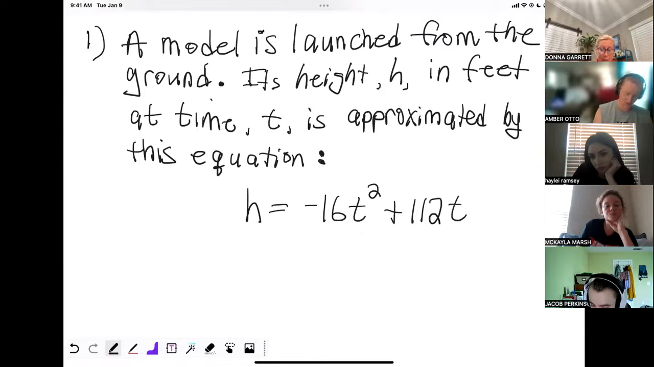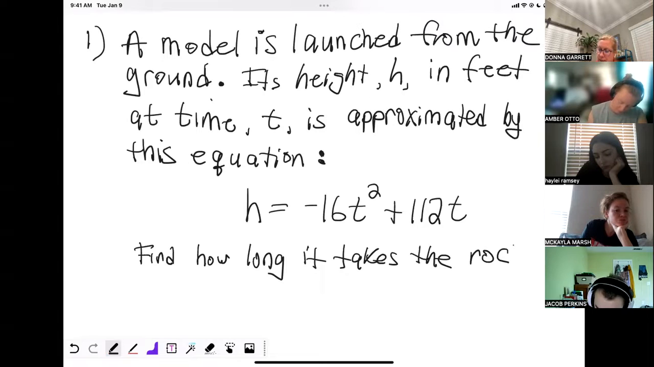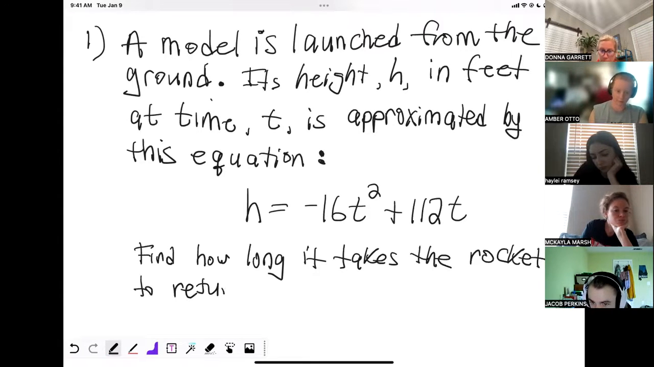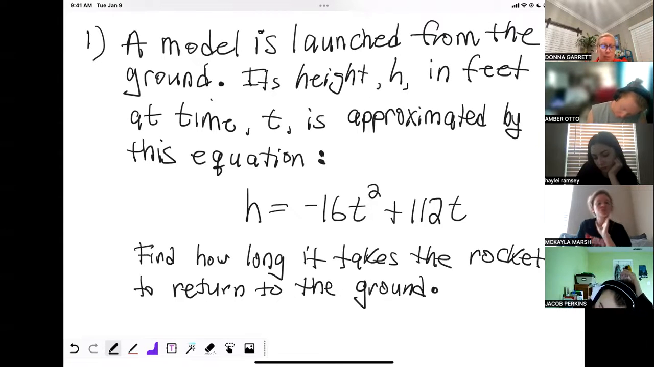All right, this is what we have to do. We have to find how long it takes the rocket to return to the ground. Or if you want to think of it, land. How long does it take the rocket when you shoot off? How long does it take to land? Come down all the way.